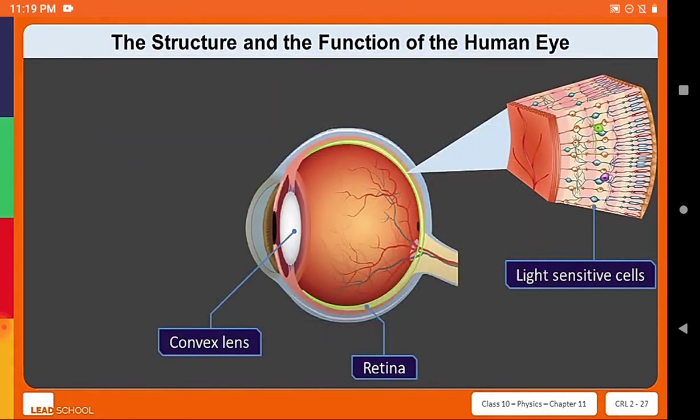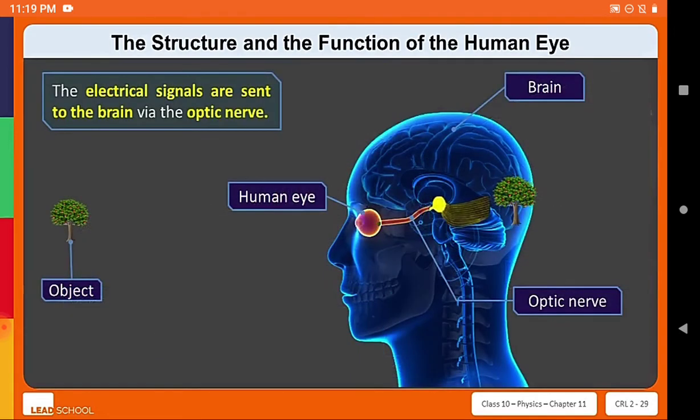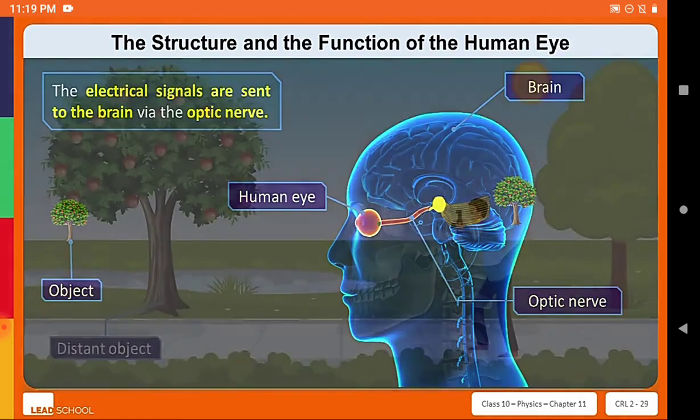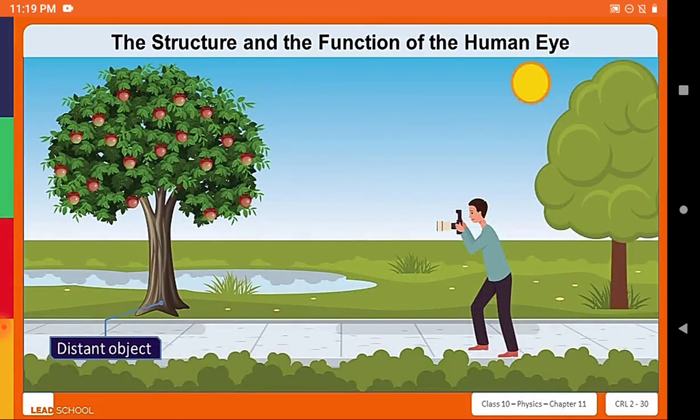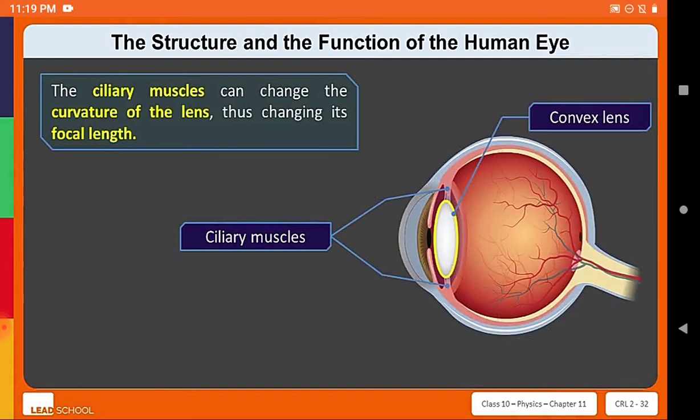The retina has numerous light-sensitive cells that get activated when light falls on them and produce electrical signals. These electrical signals are sent to the brain via the optic nerve. The brain processes these signals and we perceive the objects as they are. You might have seen a cameraman focusing a camera lens while taking a picture. The focal length of the camera can be adjusted to focus on a distant or a nearby object. Similarly, the focal length of the eye lens can also be adjusted.